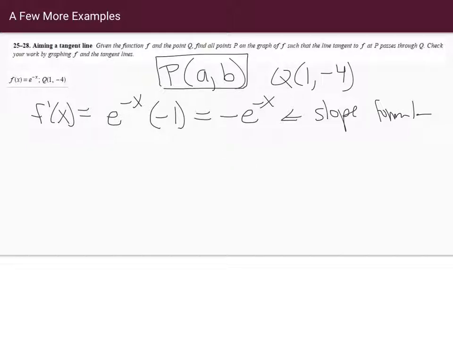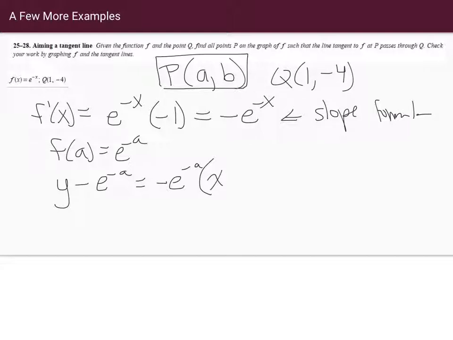So if I'm looking at point P, f of a is equal to e to the minus a power. So we'll have going in here y minus e to the minus a equals our slope, which will be minus e to the minus a, times x subtract a, like so. So now we have a formula written all in terms of the input of our point.